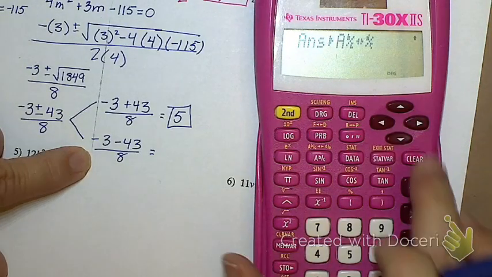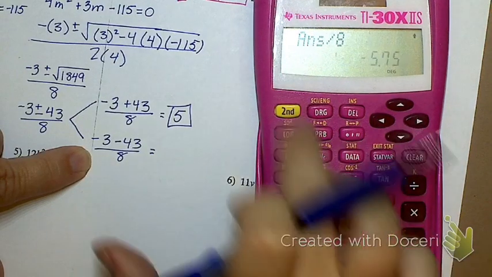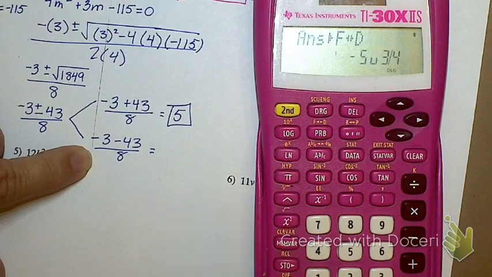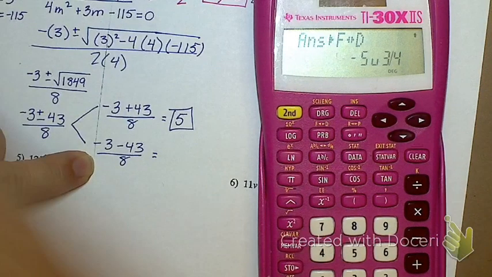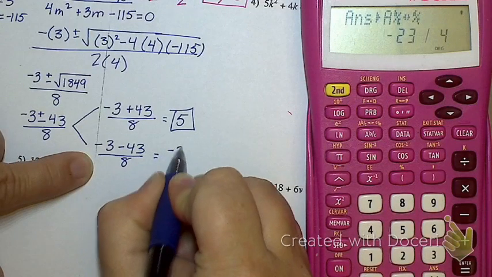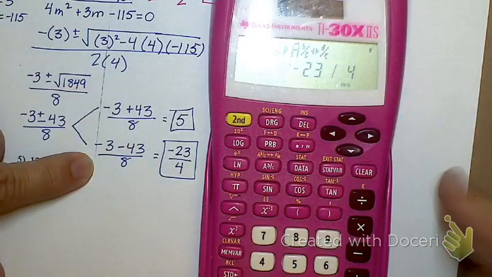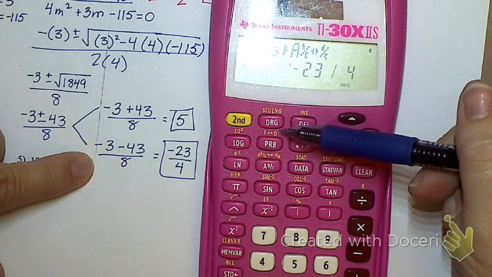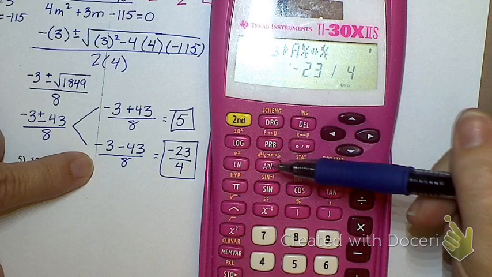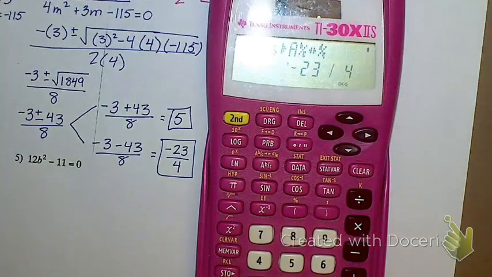Oops, wrong button. You threw me off here. Minus 43 divided by 8, second fraction to decimal. That's what I was looking for. Now I press the second fraction button. Negative 23 over 4. So again, I use this part to change it from the decimal to the fraction, and then this one to change it from the mixed number to the improper fraction.